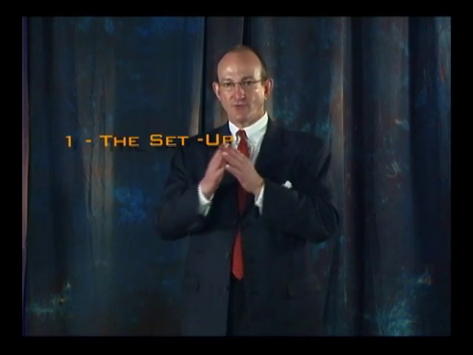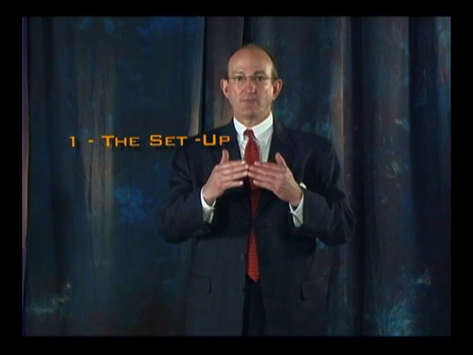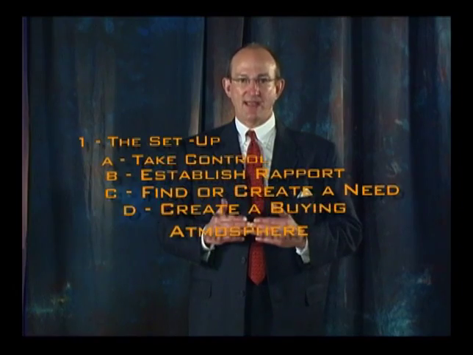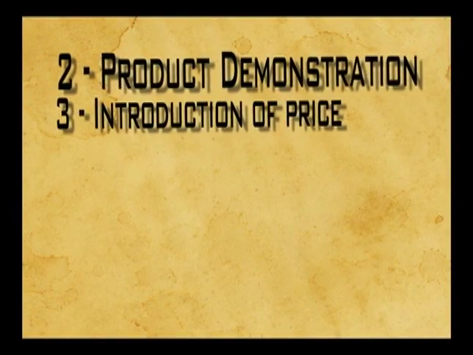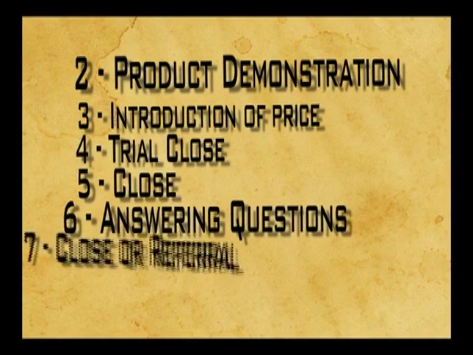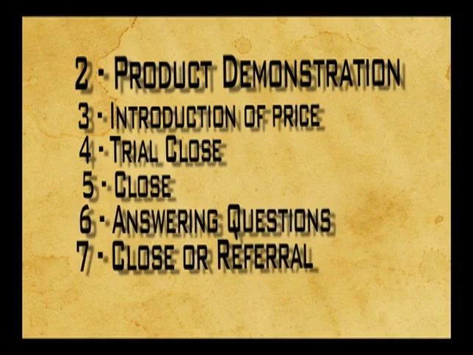Once you're in front of the prospect, the sales talk is comprised of the basic outline that we'll show you. These are the elements that must be in the presentation, either specifically or implied, to make it complete. These steps follow the initial approach and the setting of the appointment. First, the setup. In the setup, you take control, you establish rapport, you find or create a need, and you create a buying atmosphere. Second, the product demonstration. Within the demonstration, the introduction of price. Third, the trial close, the close, answering objections, and then the second close or the gathering of referrals.